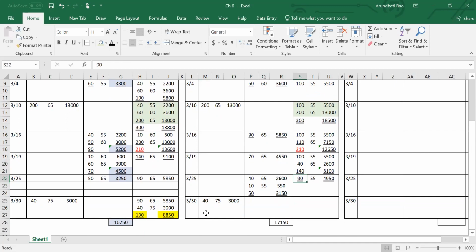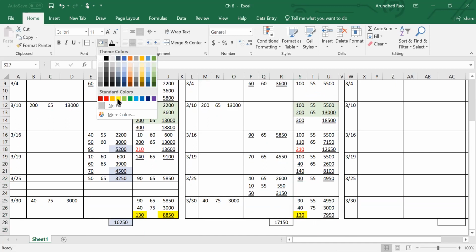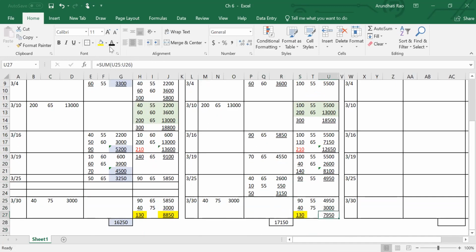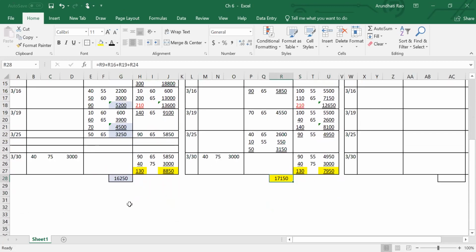Finally, I have on March 30th a purchase. I add the purchase to the inventory on hand, and you will see that I have 130 units, just like I did before. But the cost of these units is going to be different. It's $79.50. Again, for cost of goods sold, add up the cost of goods sold for each of those transactions, and you will get $17,150. Okay, so something to keep note of over here.